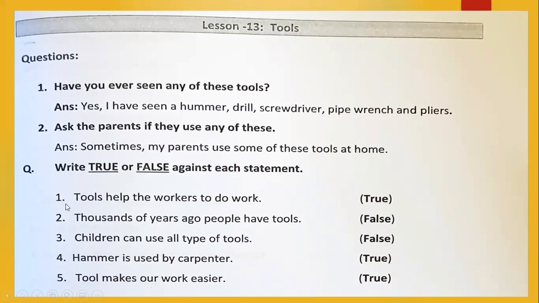Sentence number one: tools help the workers to do work. Yes, correct, true. Thousands of years ago, people had tools. No, they did not have tools. That's why their work was difficult for them. Children can use all types of tools. No, it's false. It's a wrong sentence. Children can use only their studying tools. Hammer is used by a carpenter. Yes, a carpenter can use the hammer. Tools make our work easier. Yes, it's true because tools make our work easier.